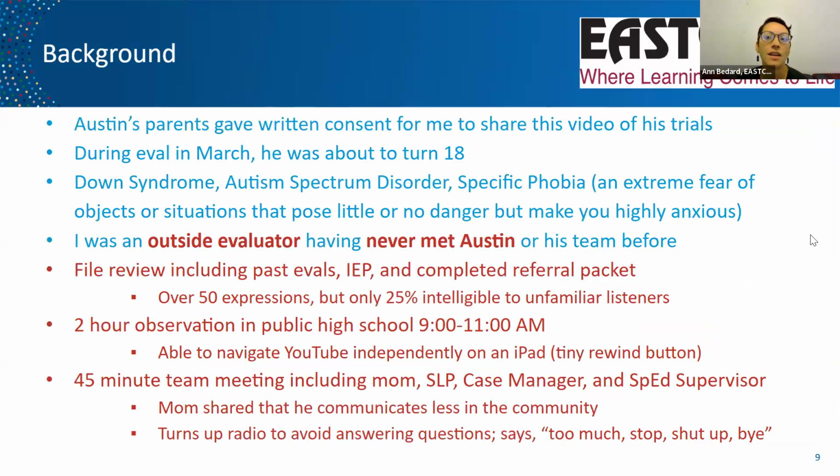So the background for this individual that you're going to see in the videos is that, well, first of all, his parents did give me written consent to share this video with you all. This was during an eval that I did back in March when he was just about to turn 18. He has diagnoses of Down syndrome, autism spectrum disorder, and something called specific phobia, which I had actually never heard of, but it's an extreme fear of objects or situations that actually pose little or no danger, but make the person highly anxious. And so you could probably imagine his fear of trees causes a lot of issues that he needs to be able to communicate about.